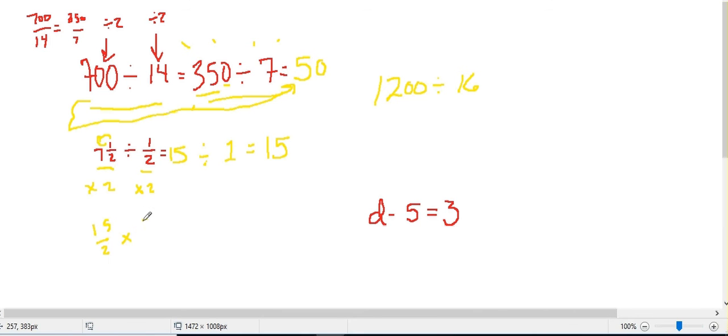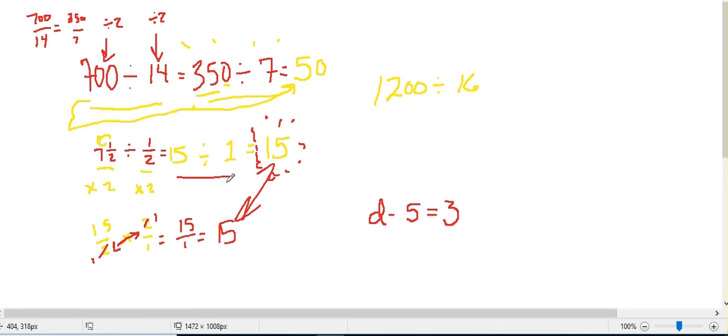To divide, we multiply by the reciprocal. You can cancel across. 15 times 1 is 15 over 1 is a whole 15. Same thing, see? So equivalent means worth the same, but a lot easier to do than this guy was.